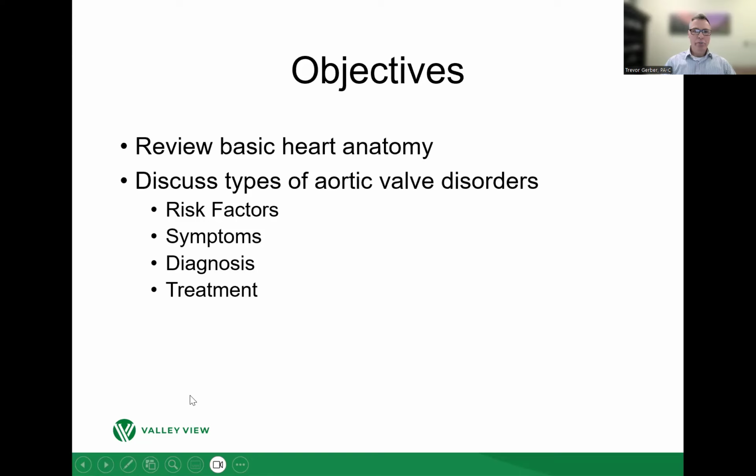Today, we're going to review basic anatomy of the heart, and then we will move on to discuss the different types of aortic valve disorders, including risk factors, symptoms associated with aortic valve disorders, as well as how we diagnose aortic valve disorders and how we treat diseases of the aortic valve.